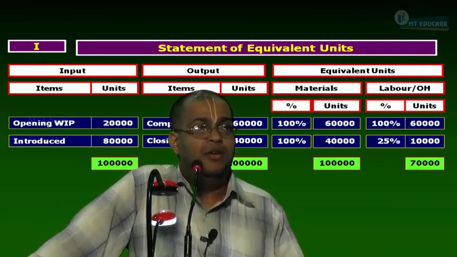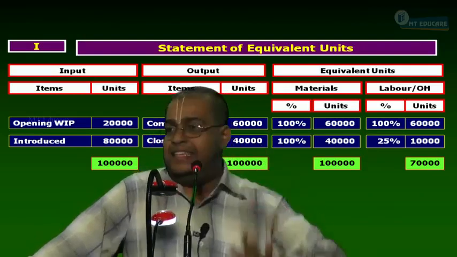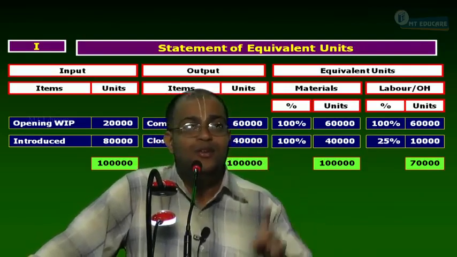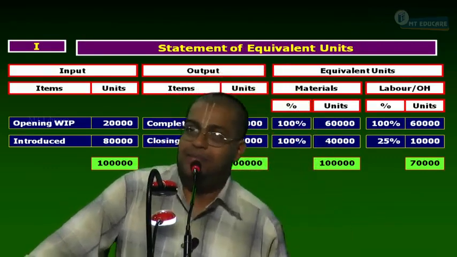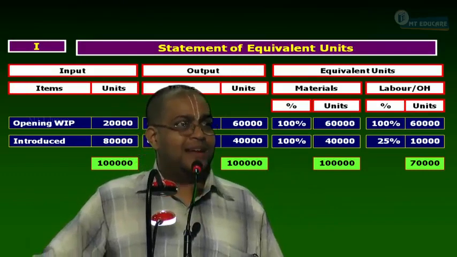We had 1 mark guaranteed in the exam. What was the 1 mark? Put a dash in the normal loss row in the equivalent unit statement. We don't take the 1 mark guarantee. Sometimes even value on normal loss. Above that only we are going to discuss in this area called normal loss and stage of inspection.